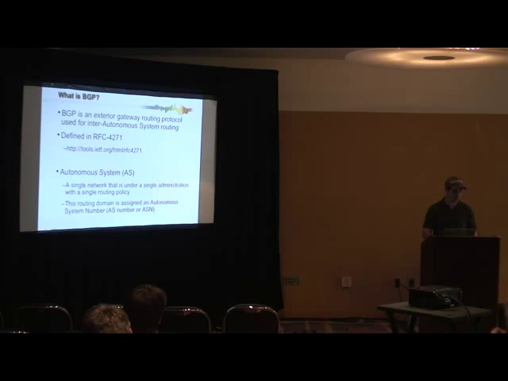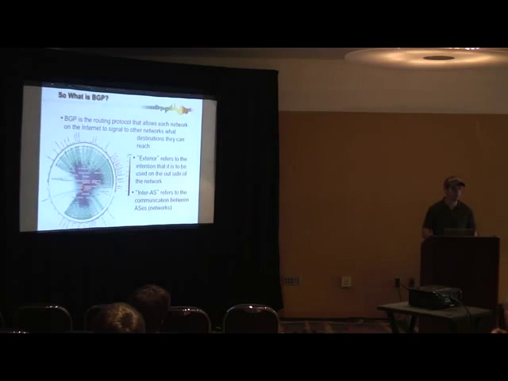An autonomous system typically is defined as a single network that is under a single administration with a single routing policy. And this routing domain is assigned an autonomous system number, an AS number, or an ASN. Those are all the same things. So that's the typical definition, but still, what is BGP?